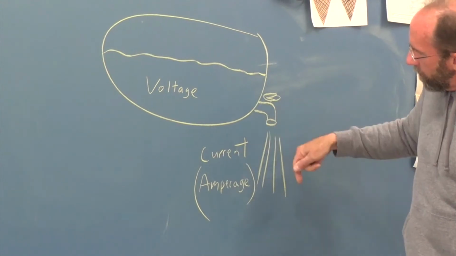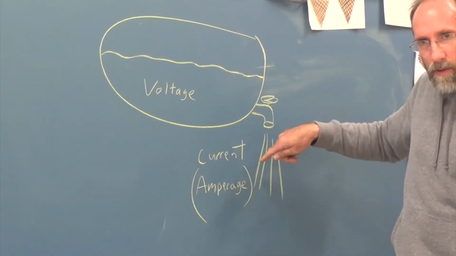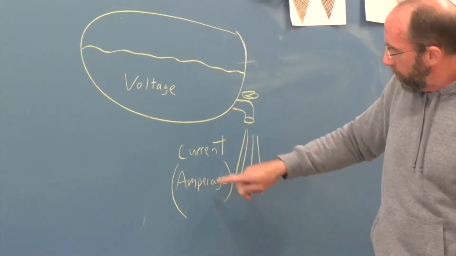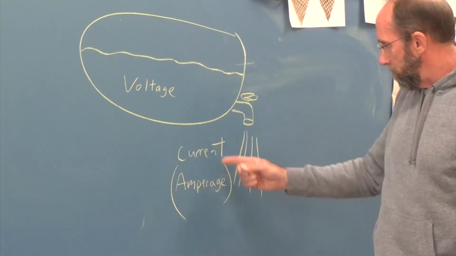So that flow, the rate of that flow, the current, like water, right, has current in the river, the rate of that flow is amperage or current. They're almost interchangeable, those two words.